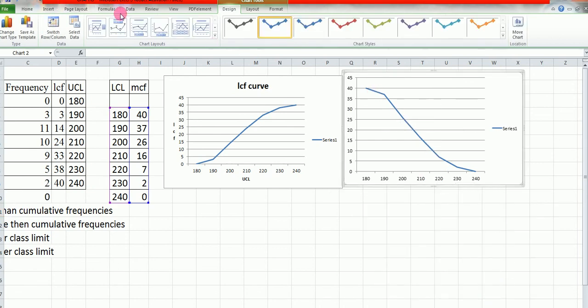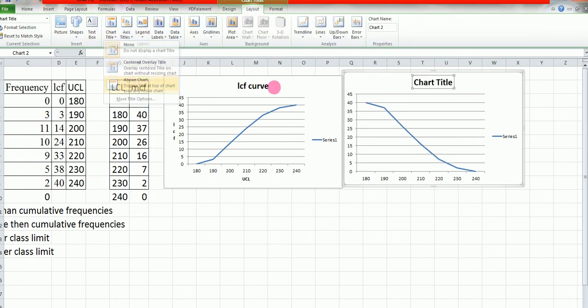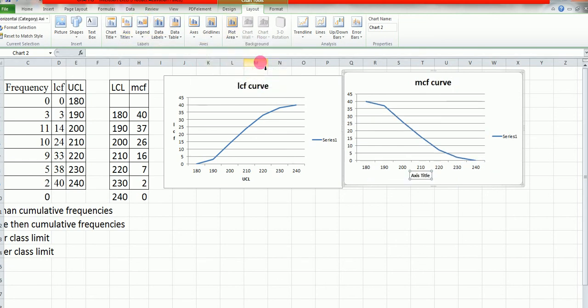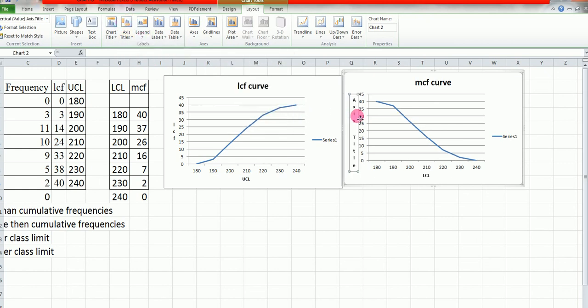Now give title, go to layout, chart title. The graph is MCF curve. Now axis label, horizontal axis we have considered LCL, that is lower class limit, and on y-axis we have considered more than cumulative frequencies.